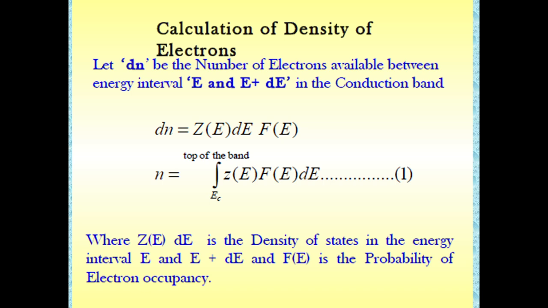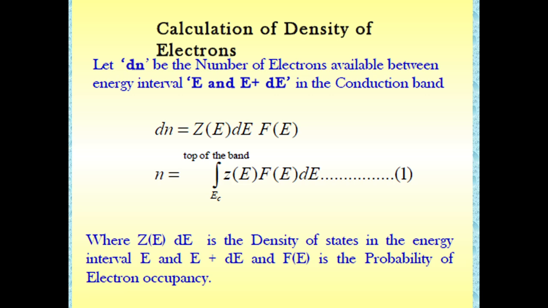Density means the quantity of content in a body per unit volume, that is, how many electrons are present in unit volume. Let dN be the number of electrons available between the energy interval E and E plus dE in the conduction band. dN is equal to Z of E dE F of E. Then N is equal to the integral from the lower edge of the conduction band energy to the top of the band of Z of E F of E dE.